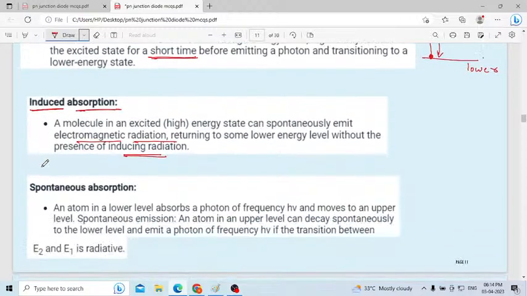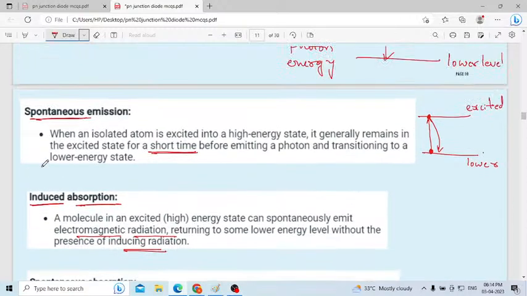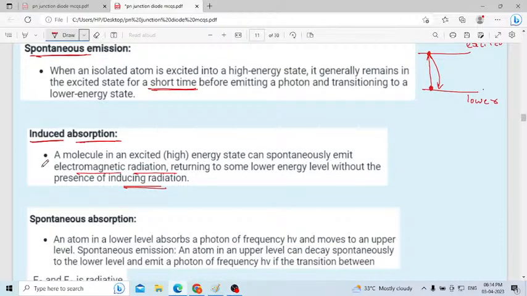Don't get confused. Induced means we are giving the energy. Spontaneous means we will not give the energy. The electrons themselves have the energy.